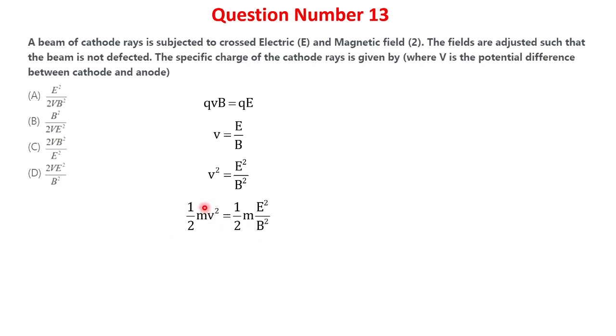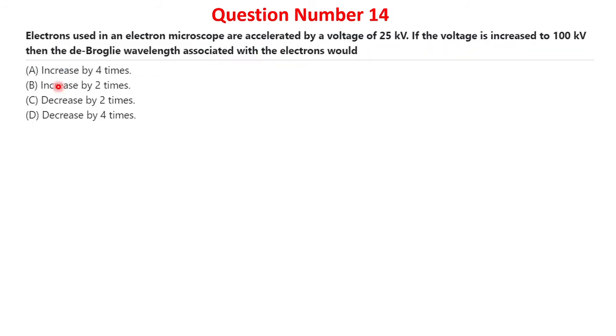Now the kinetic energy acquired by a charge Q accelerated under V volt is given by Q into V. So replace half m v square with QV. Now we need Q by M. M to be taken to the left, V to be taken to the right hand side, and you get the answer. So E square upon 2VB square, option A is the correct option.